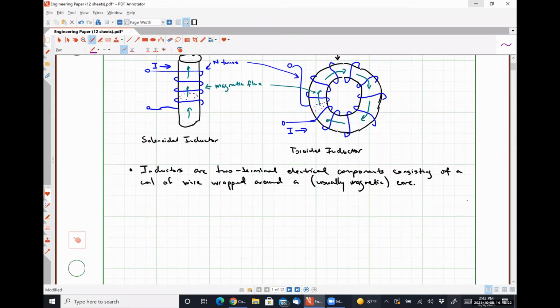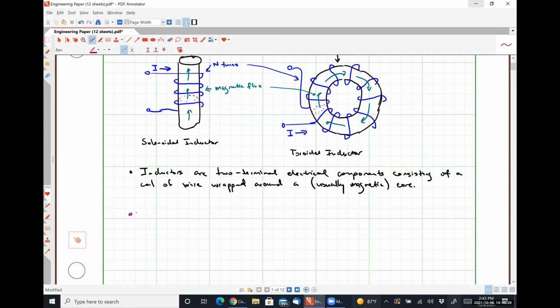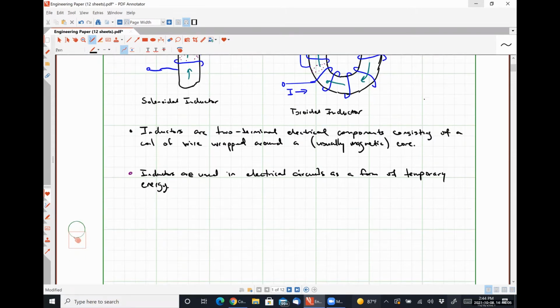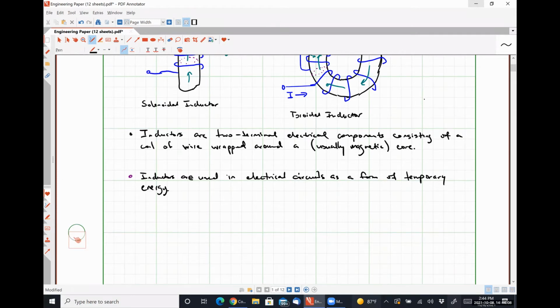So what does an inductor do? Inductors are used in electrical circuits as a form of temporary energy storage. That's critical to their behavior, right? So for those of you who have taken Physics 202, this should be largely a review.